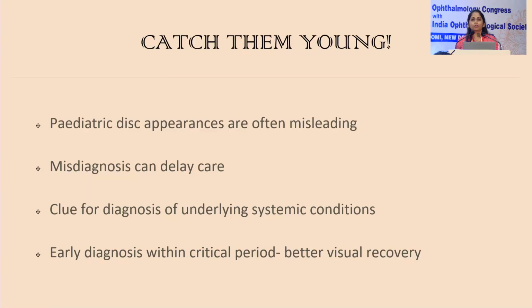So if you can correct their refractive errors and if you can correct the superimposed amblyopia in this age group, at least the visual prognosis is better in these kids. And also these optic nerve head disorders give a clue towards the underlying systemic condition. So careful disc evaluation in a kid gives a lot of clues for the underlying conditions.